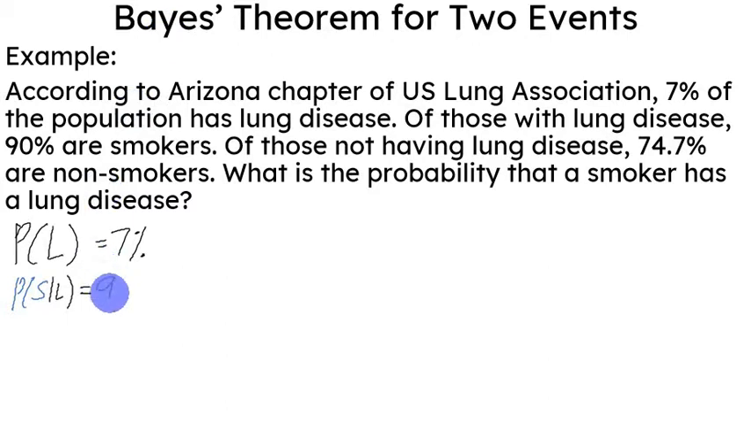90%. Pretty high. Well, those without lung disease, 74.7% are non-smokers. So that meant that the probability that you are a non-smoker, given that you do not have lung disease, is around 74.7%. We are now asked what is the probability that a smoker has lung disease.